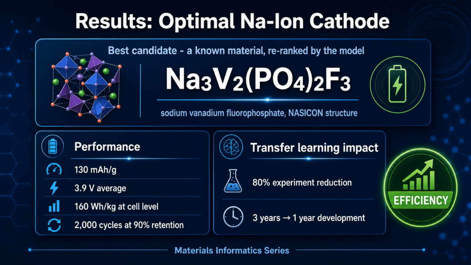The transfer learning approach ranked sodium vanadium fluorophosphate, a NaSiCon-structured cathode already well known in the sodium-ion literature, as the strongest candidate in its search space. It delivers about 130 mAh per gram at an average voltage near 3.9 volts, which works out to roughly 160 watt-hours per kilogram at the cell level. Cycle life reaches about 2,000 cycles with high retention. Transfer learning reduced required experiments significantly and compressed development time from years to about 1 year. The approach provides a template for accelerating development of any new battery chemistry.